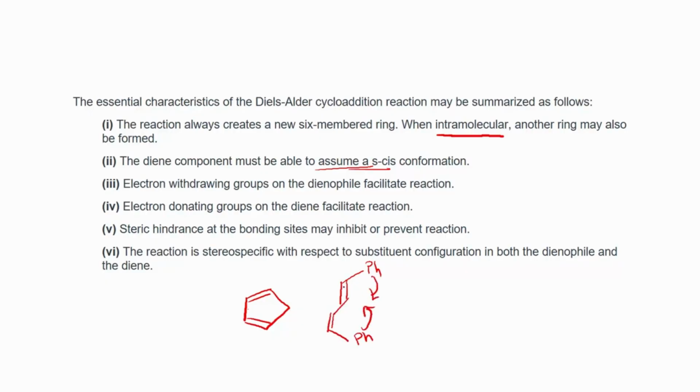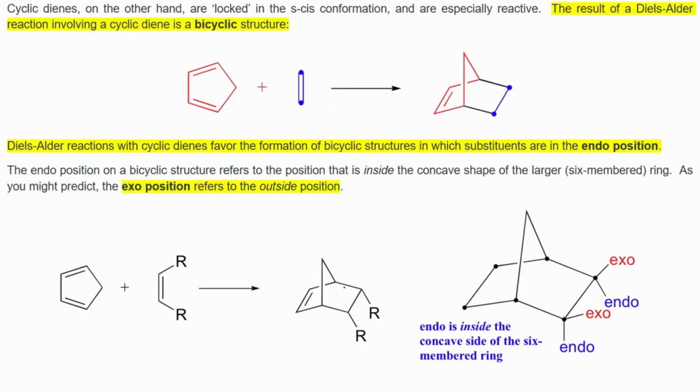And the reaction is stereospecific with respect to substituent configuration on both the dienophile and the diene. Now, this is a case where working with your molecular model kit may help you, or if you can spatially recognize where these things are, that would also be a tremendous help. So here is that locked s-cis diene that I mentioned before.